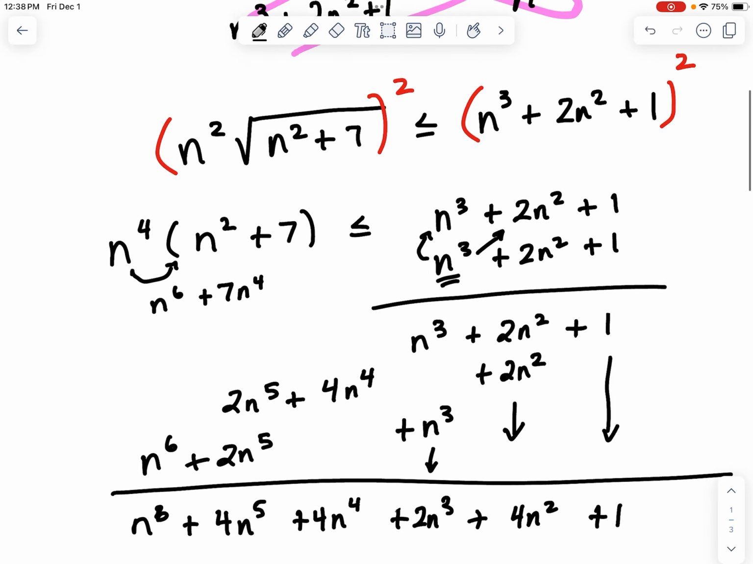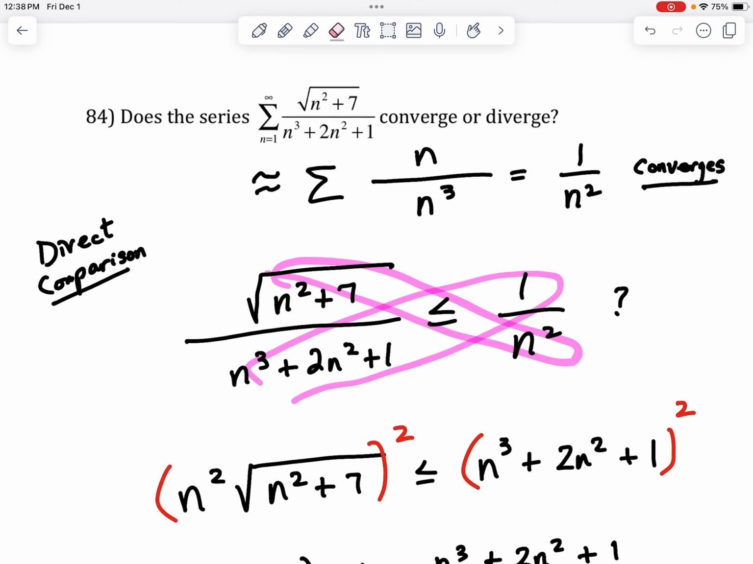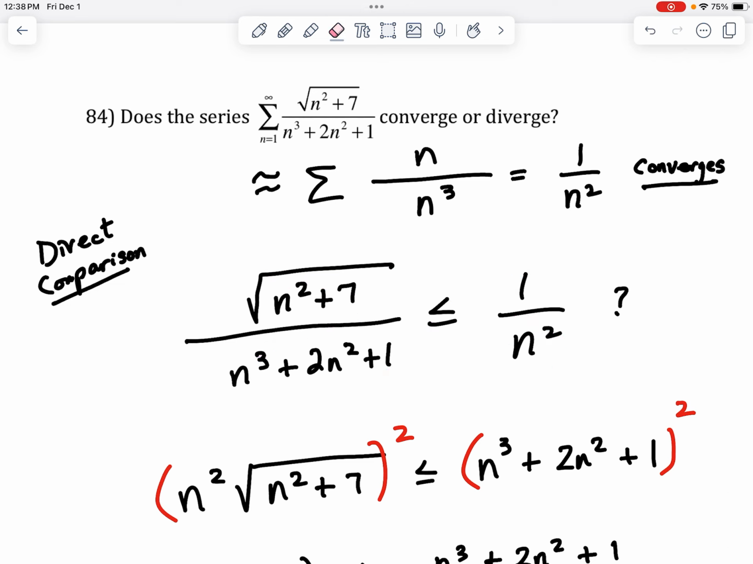And in case you forgot what we were doing, we were trying to show this inequality is true. And so we proved that this inequality is true, and turns out we can't have n equals 0, so it's true for n bigger than or equal to 1. And then that means that the original series converges.